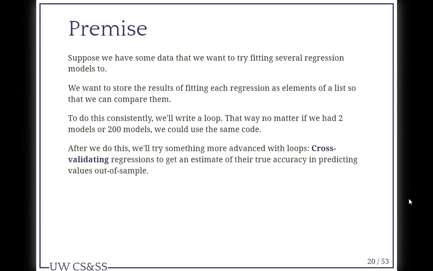After we do this, we'll try something more advanced with loops called cross-validating regressions to get an estimate of their true accuracy and predicting values that are out of sample. If I'm saying a lot of stats things and you're like, I haven't done enough stats to know what you're saying, that's okay. We're going to be thinking about the programming of it more than the numbers of it, but I will provide a little bit of context for why each of these models is being run the way that they are.